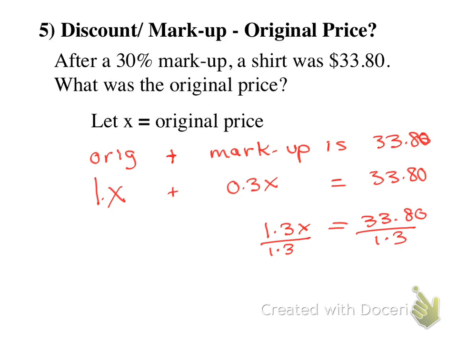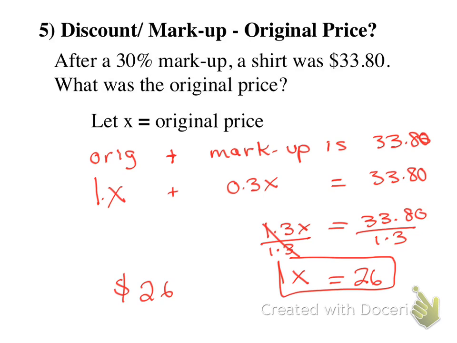33.80 divided by 1 3/10 is 26. So X is equal to 26. Now it makes sense of the answer. What does that mean, 26? The original price is $26. Perfect. Okay, questions? All right, so I think that's it.